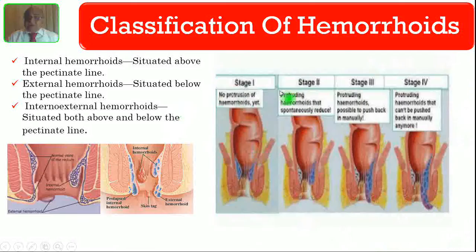These are the different stages or different degrees of hemorrhoids, where in the first degree hemorrhoids there is no protrusion of the hemorrhoid at all. In the second degree, the hemorrhoid will prolapse outside and it will get reduced automatically or spontaneously. In the third degree hemorrhoids, it will prolapse, but it needs manual reduction for it to get reduced. Whereas in stage 4 or the fourth degree hemorrhoids, it will prolapse, but even manually you cannot reduce. It becomes irreducible. That is the fourth degree hemorrhoids.